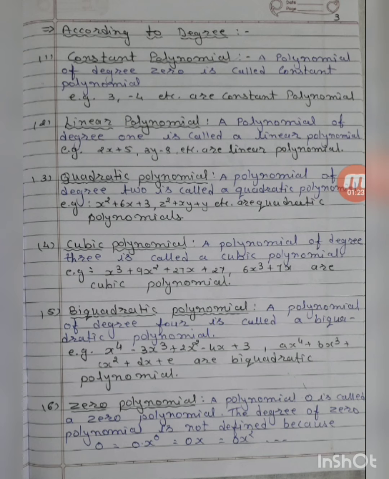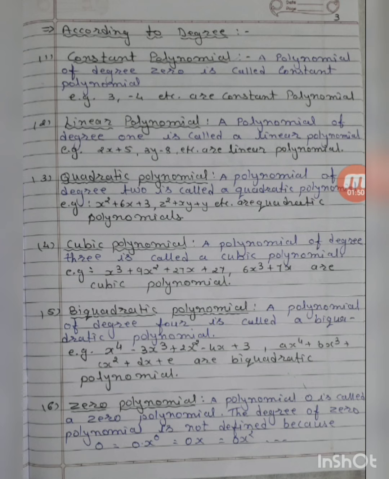Now, according to the degree. First, constant polynomial. A polynomial of degree 0 is called a constant polynomial. Here 3, minus 4, etc. are the constant polynomials. Second, linear polynomial. A polynomial of degree 1 is called a linear polynomial. Example, 2x plus 5, 2y minus 8, etc. are the linear polynomials.